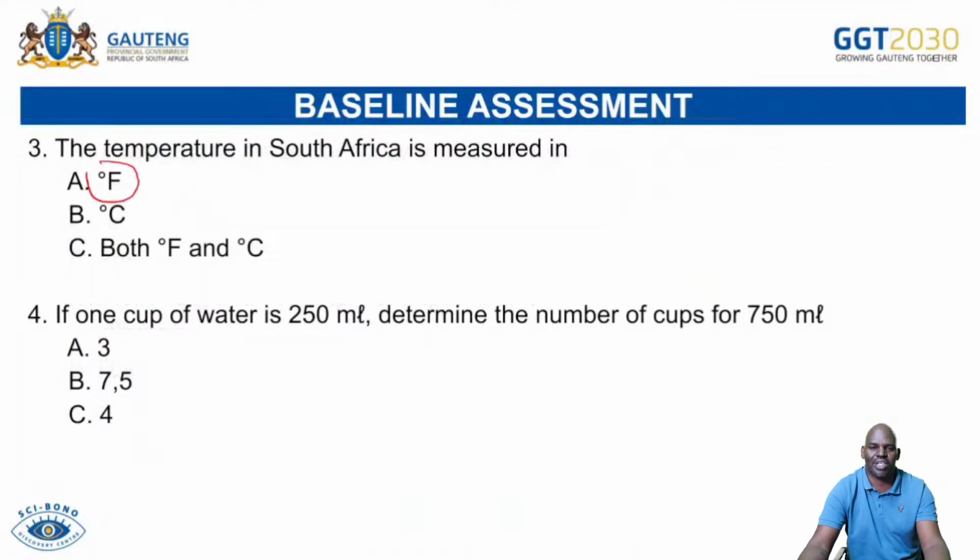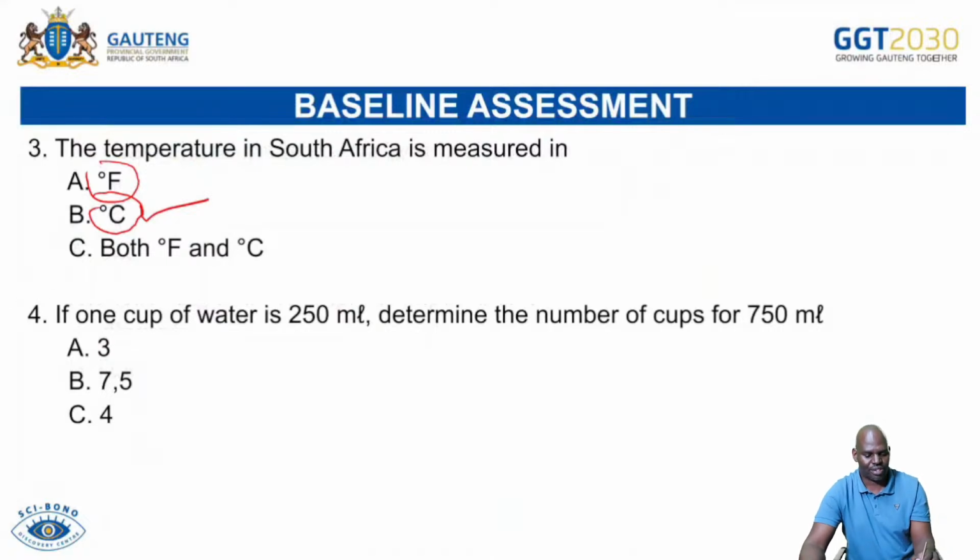We know that that one is a degree Fahrenheit. And then we've got the next one, it's a degree Celsius. And then is it both degree Fahrenheit and degree Celsius? In South Africa, are we using degree Fahrenheit? Are we using degree Celsius? Or are we using both? Of course, in South Africa, the correct answer will be degree Celsius. In South Africa, we are using degree Celsius to measure temperatures.